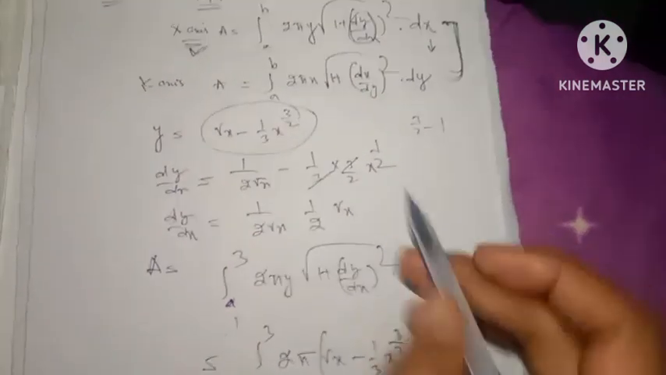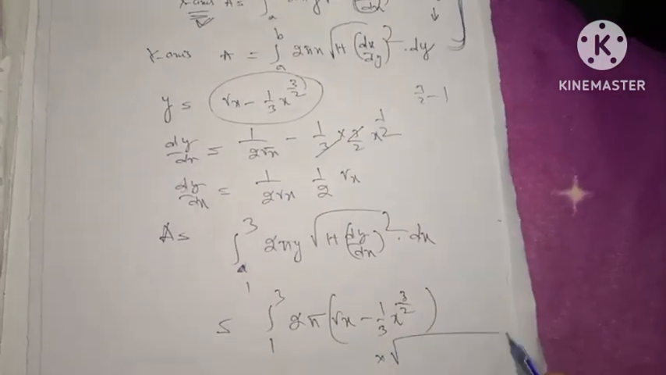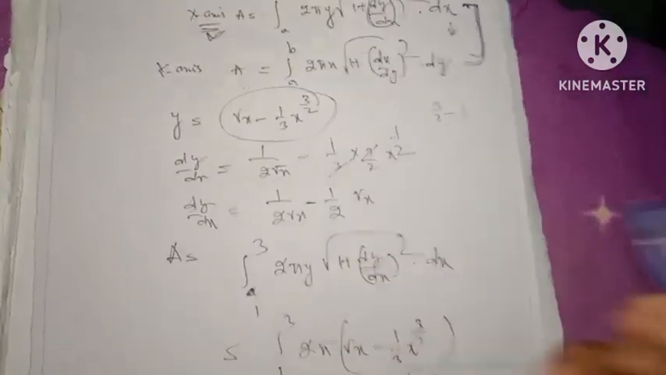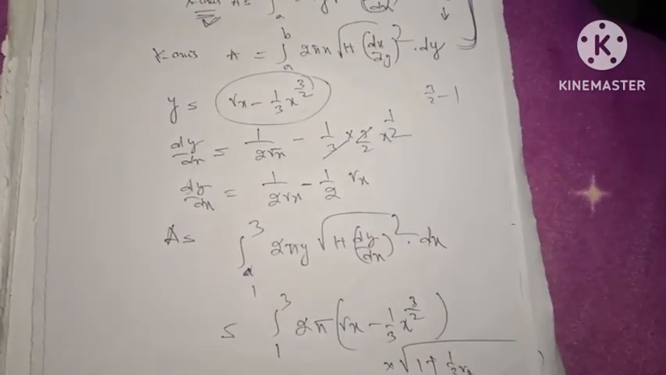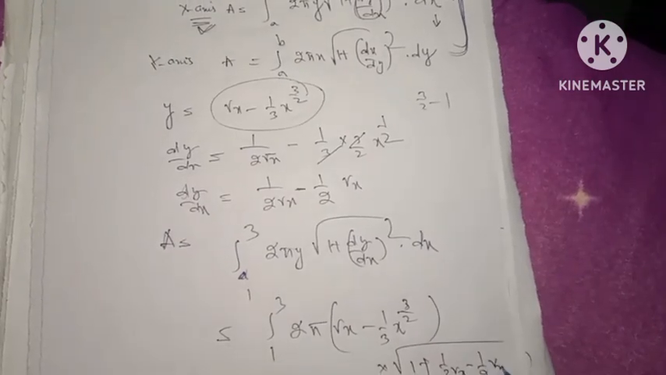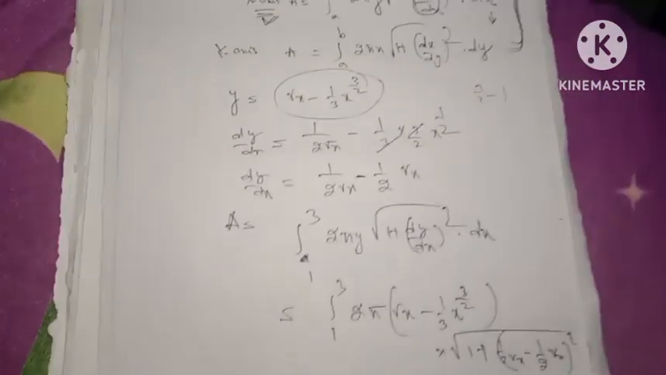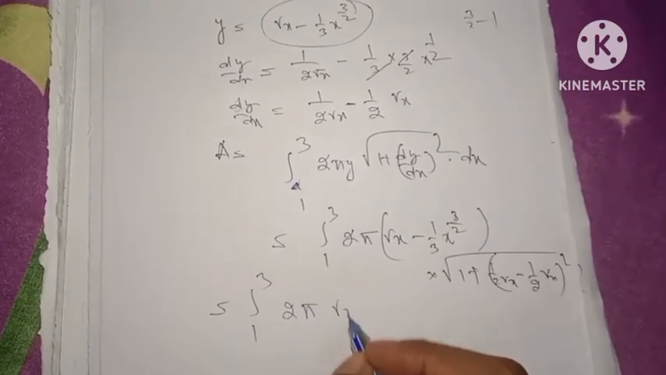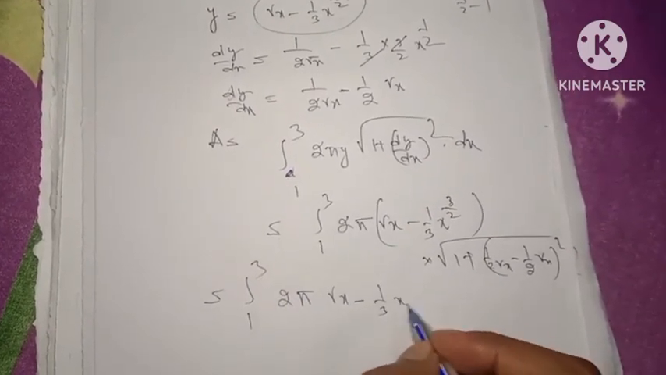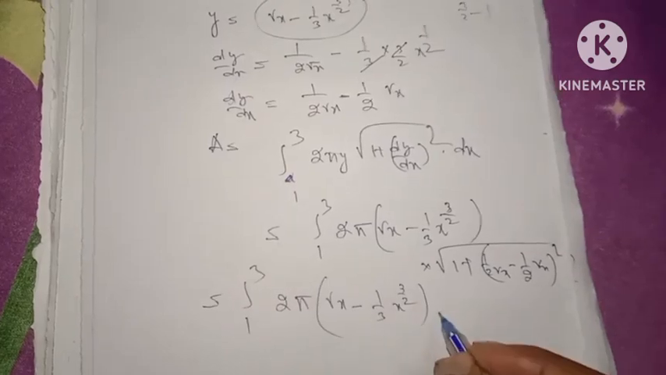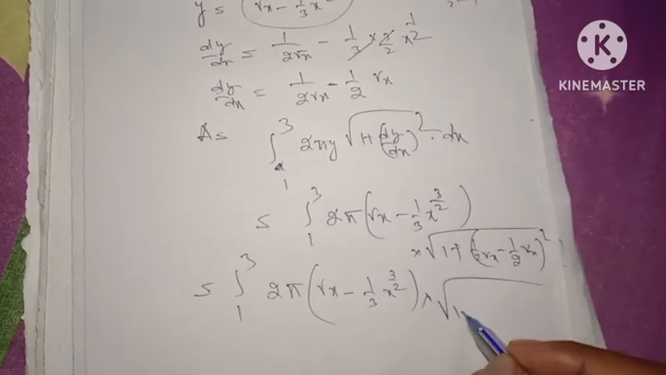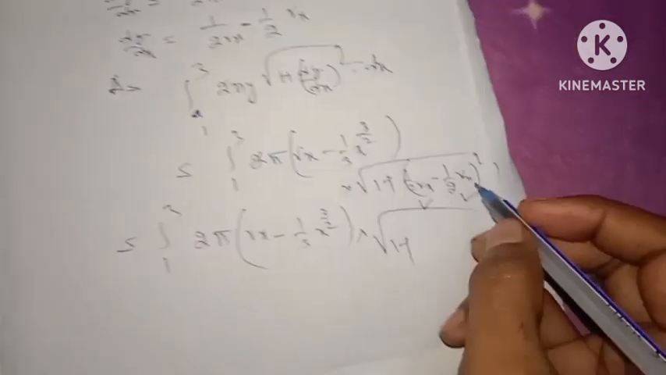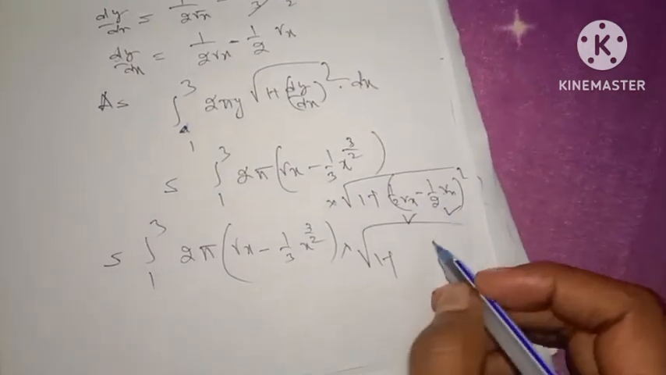And into the square root of 1 plus, what is dy by dx? It is 1 by 2 root x minus 1 by 2 root x, whole square. So the integration from 1 to 3 of 2 pi times (root x minus 1 by 3 x to the power 3 by 2) into 1 plus this. Let this be a and this be b. What is the formula for (a minus b) squared? It is a square plus b square minus 2ab.